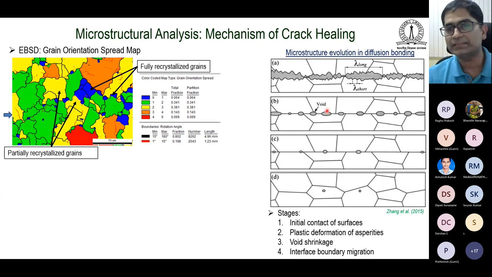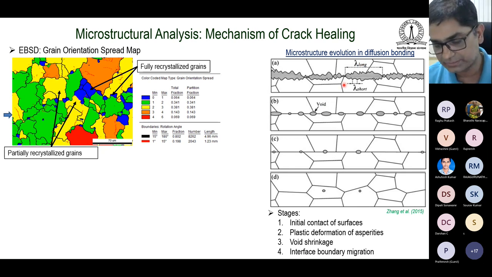And this is a possible process for why this is happening. We thought that perhaps this is diffusion bonding, because there's a compressive stress, there's a very high temperature, and there's not much evidence of melting. So we looked at the process of diffusion bonding, and there are four steps. The first step is that, because of the compressive stresses, the two faces come closer, and the asperities deform and become flatter.